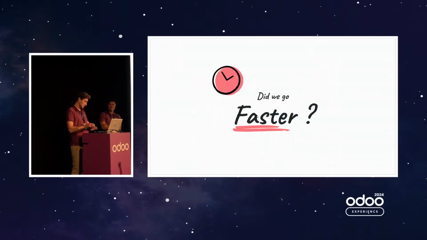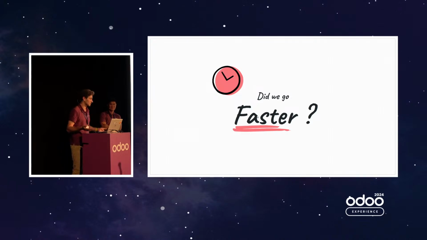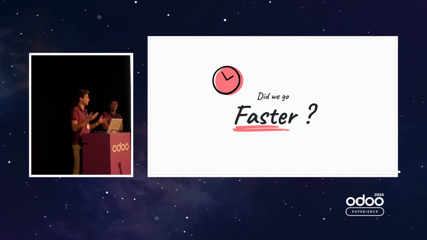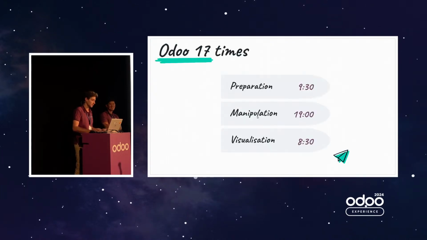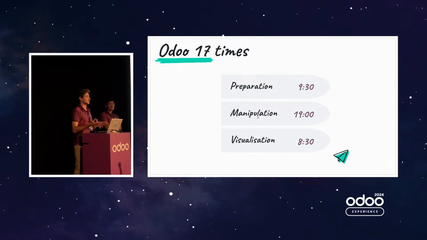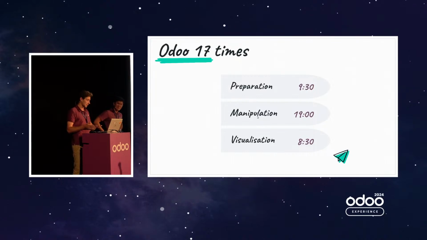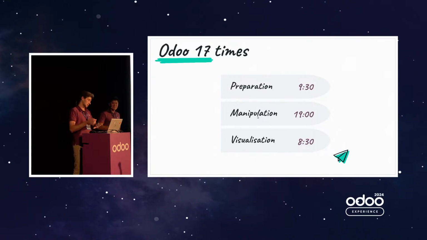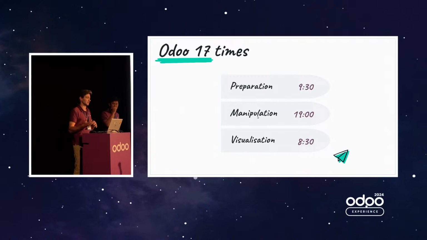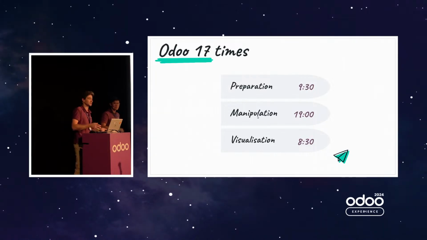And the question is actually, did we go faster? We had a small issue, but I think we still managed to actually go faster. Here are the times that we took for these operations last year. So for the preparation, we took 9:30 minutes. Here, I have a time of 11:56 because we had the issue there, so we took a bit more time in this case.